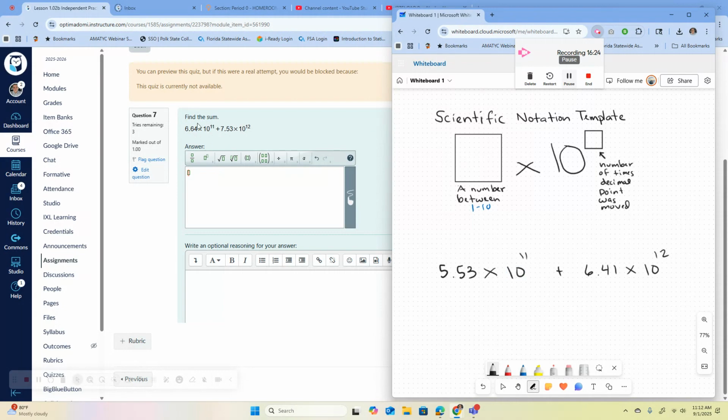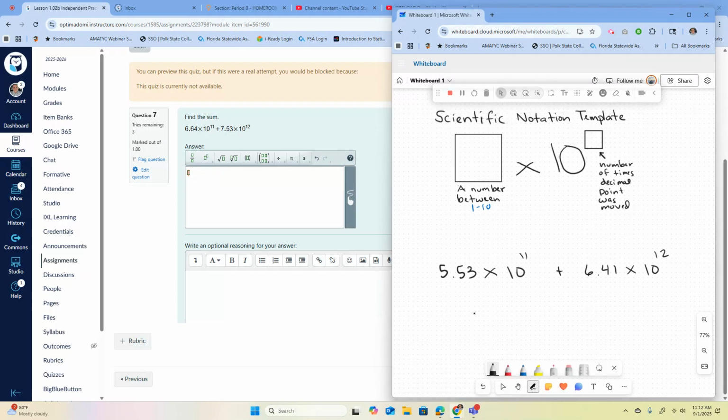Remember, the original problem that you're going to see in the quiz is going to be a little bit different than the example I'm showing you. I'm just using different numbers, but the process is still the same. Remember, to add and subtract numbers in scientific notation, the power of 10 must have the same exponent. And you can see we don't have the same exponent. One is 11, the other one is 12.